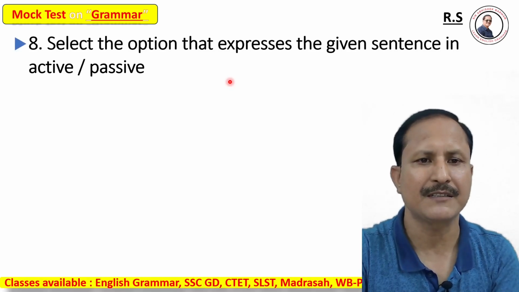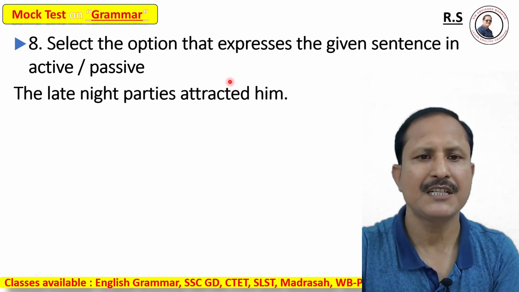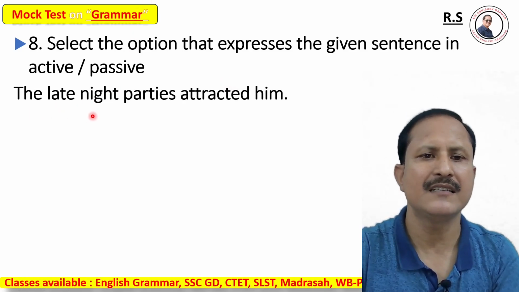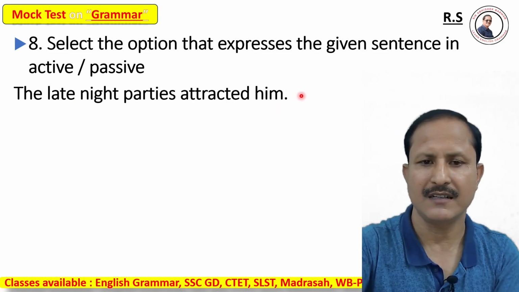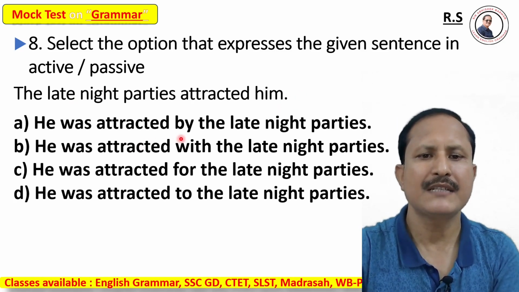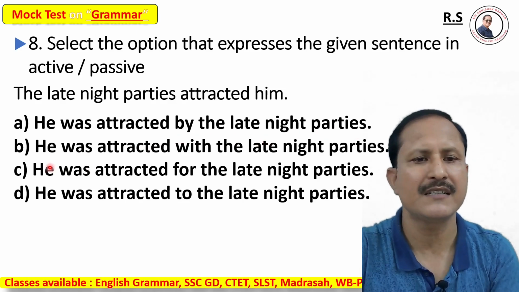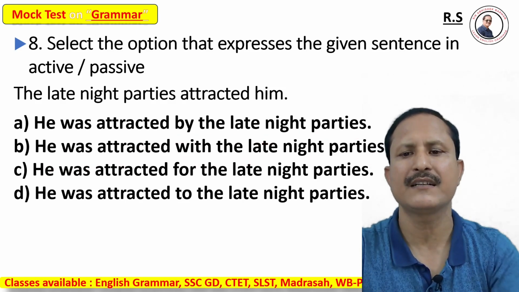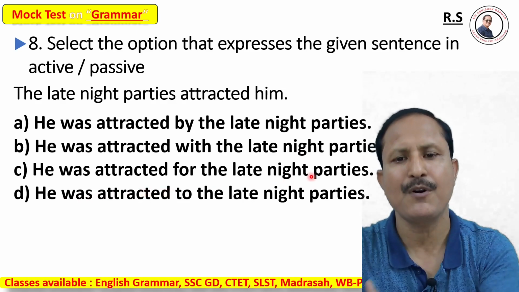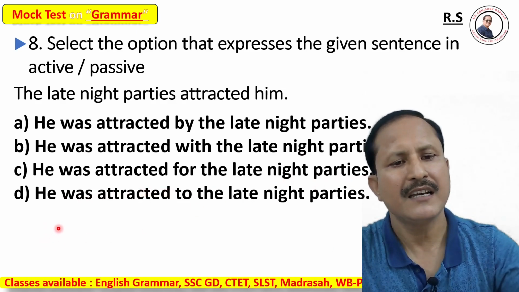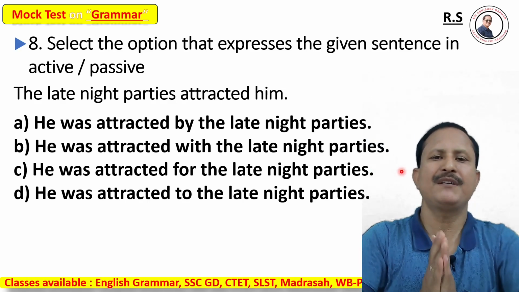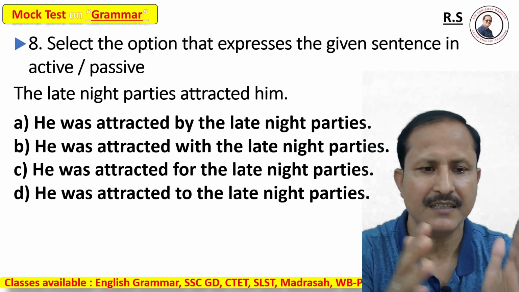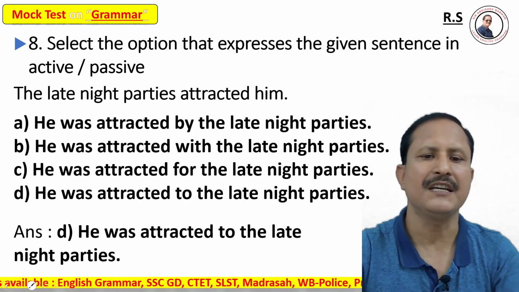Now, question number 8. Same direction. The given sentence is "The late night parties attracted him." The options: He was attracted by the late night parties. He was attracted with the late night parties. He was attracted for the late night parties. He was attracted to late night parties. The correct passive form of the given sentence is option D.